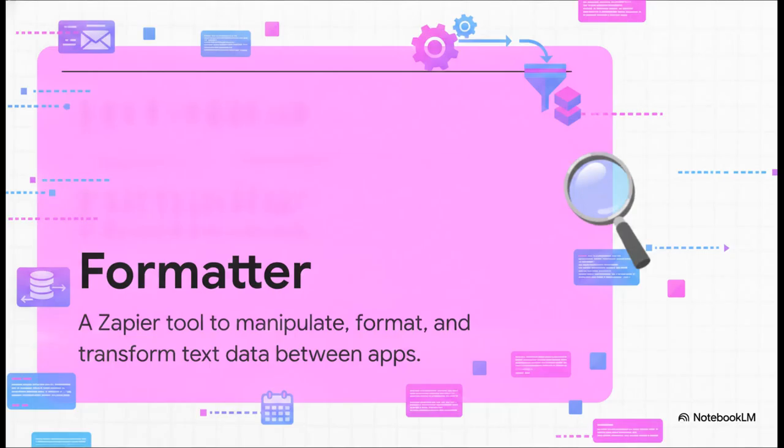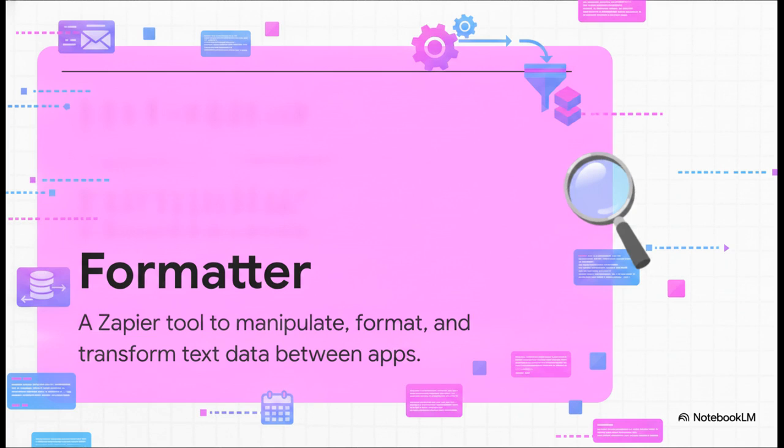Now we move to a really fascinating intermediate step. See, we have our raw data from the trigger, but it's not quite perfect yet for our final goal. Our trigger caught the full name, Calvin Biggs, but we want our automated email to use a friendly, personalized first-name-only greeting. Enter the Formatter tool.